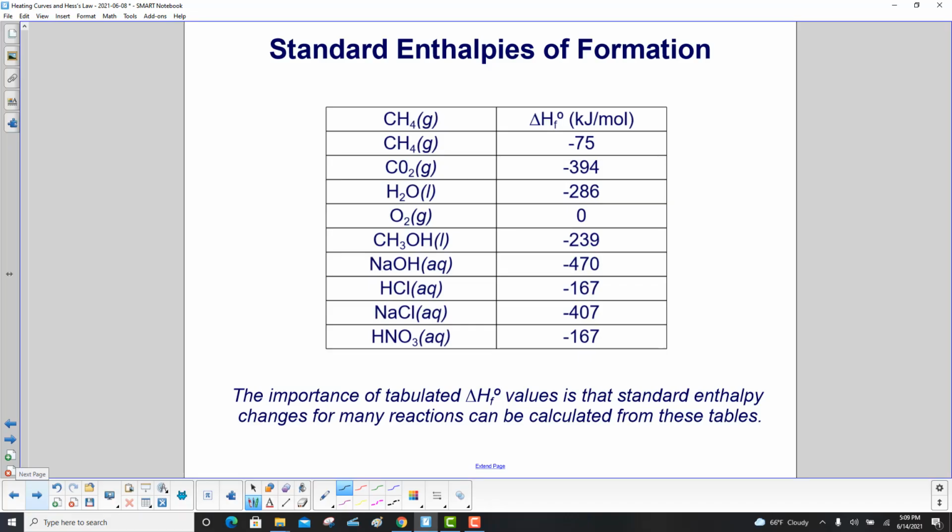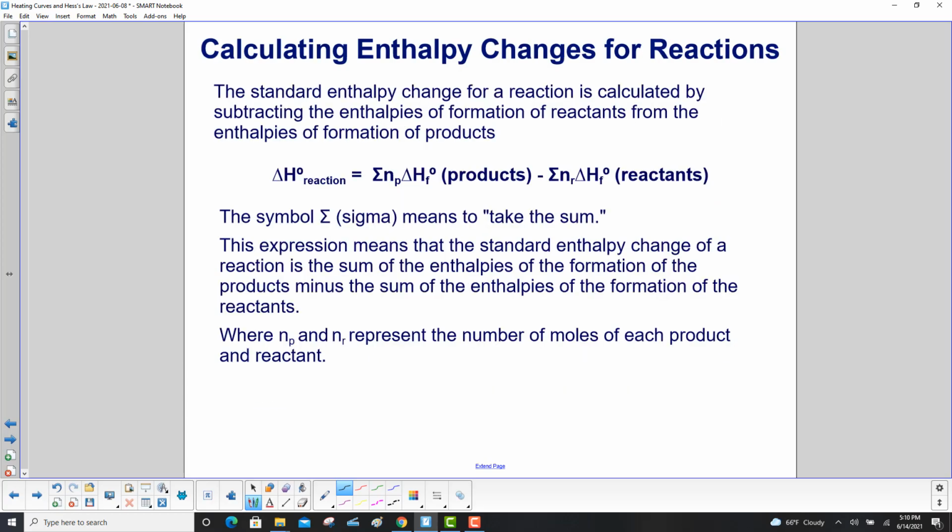Here's a sample table of standard enthalpies of formation. The importance of a table like this is that standard enthalpy changes for many reactions can be calculated from these tables, and you're not expected to memorize this. The standard enthalpy change for a reaction is calculated by subtracting the enthalpies of formation of the reactants from the enthalpies of formation of the products.